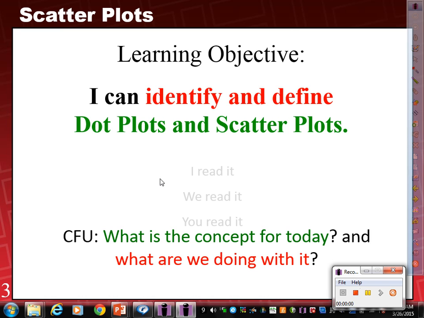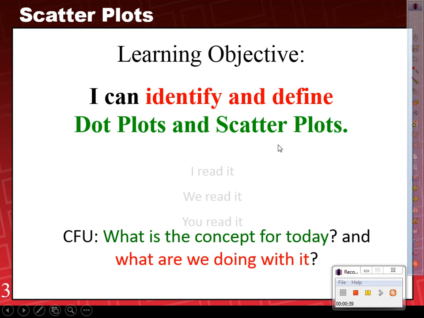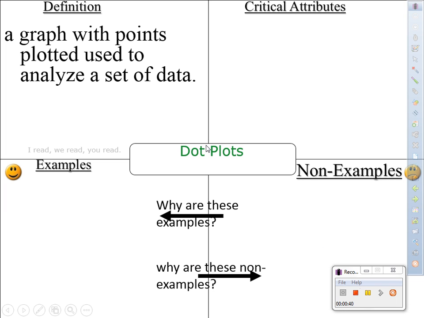So, what are dot plots? Here we go. Dot plots are a graph with points plotted used to analyze a set of data. A graph with points plotted used to analyze a set of data.